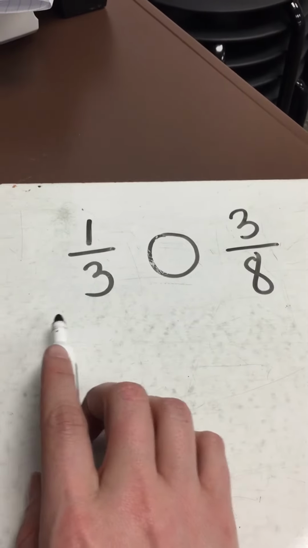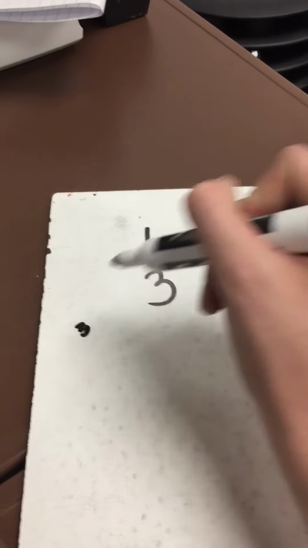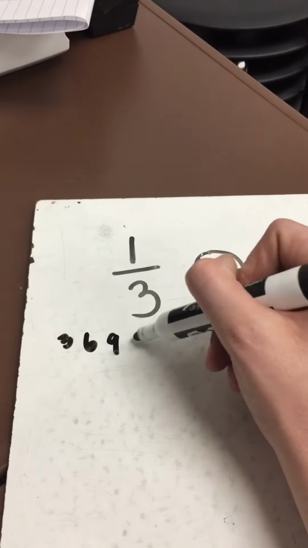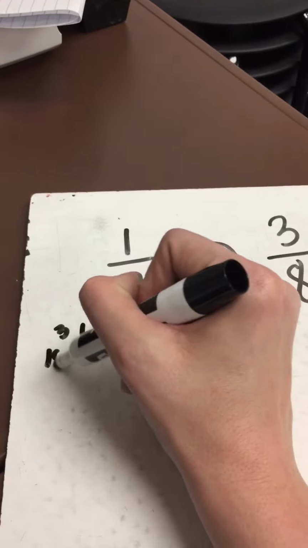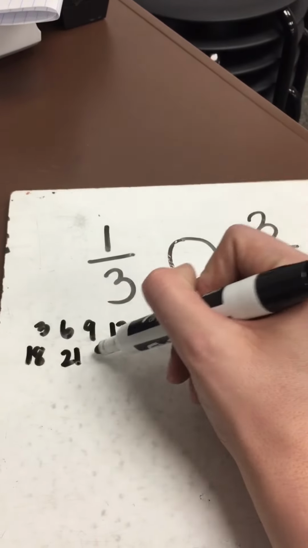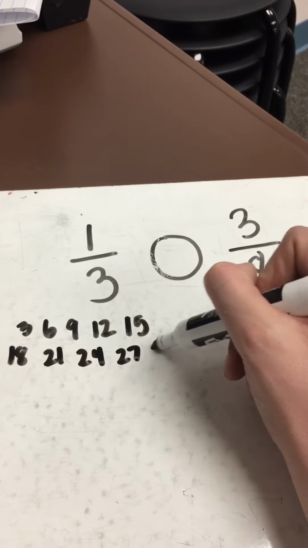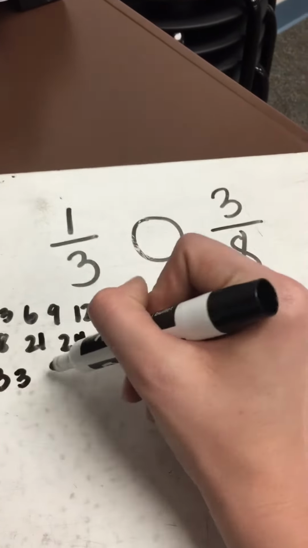So what they're going to do is start listing all the products of 3. So 3 times 1 is 3. 3 times 2 is 6. 3 times 3 is 9. 3 times 4 is 12. 3 times 5, 3 times 6, 3 times 7, 3 times 8, 3 times 9, 3 times 10, 3 times 11, and 3 times 12.